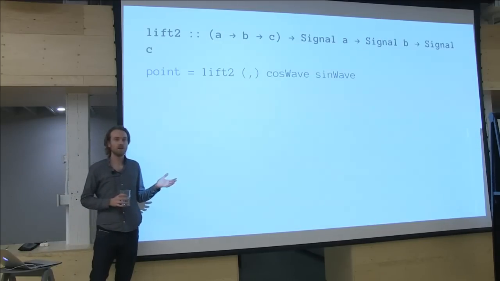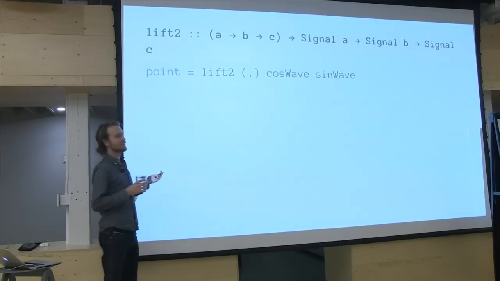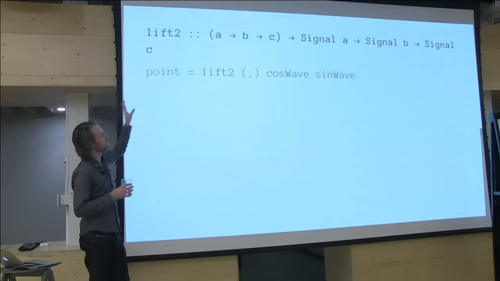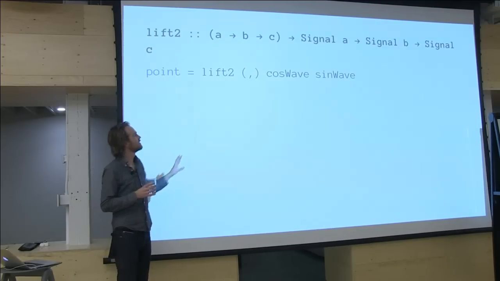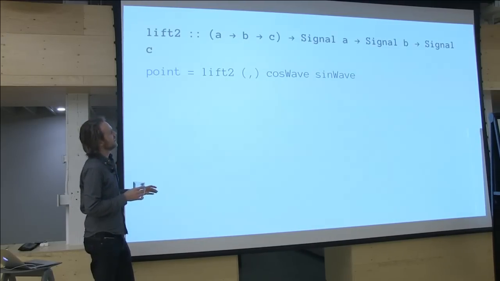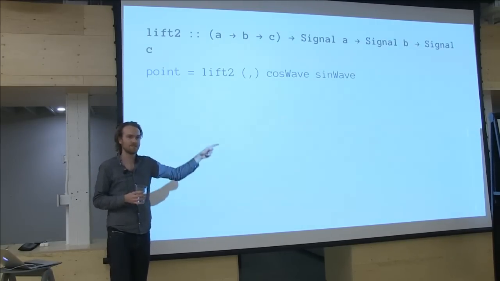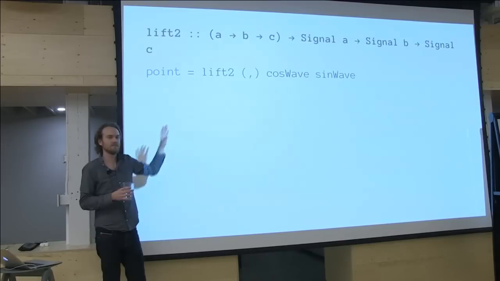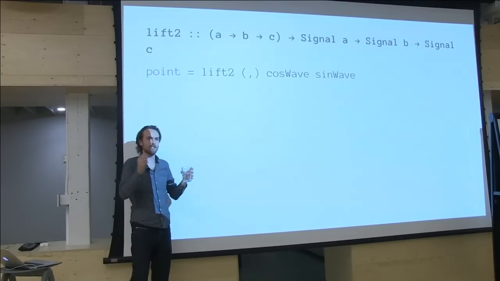What if we want to combine signals? Thanks, James. Okay, so lift2 takes a function which takes an a and a b and gives you a c. So it takes two things and gives you something else. And it takes a signal of a's, and a signal of b's, and it returns a signal of c's. This comma here is a way of referring to the function which takes two items and gives you a pair of them back.